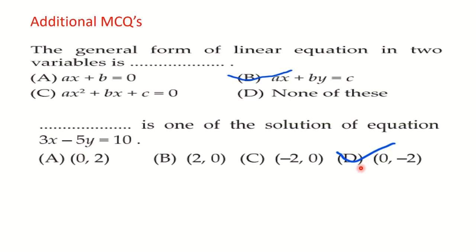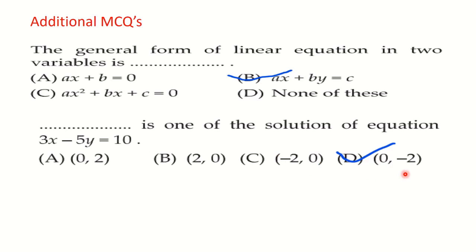See this option, 0 and minus 2. In place of x you are writing 0 and in place of y you are writing minus 2. Minus 2 into minus 5 is 10. So LHS is equal to RHS. So write this as the correct answer. See, now here also you have two numbers, minus 2 and 0. And here also you have 0 and minus 2.